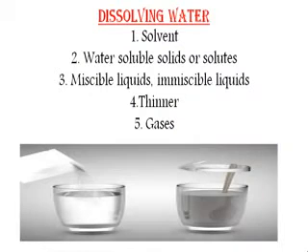Now let us see the next, that is dissolving in water. Some solids can dissolve in water. They are called water soluble solids or solutes. Sand is a water soluble solid. Some liquids can dissolve in water. These are called miscible liquids. Alcohol and glycerine, we can dissolve in water and they are miscible. While as oil, can we dissolve oil in water? No, we cannot. And this is called immiscible liquids.